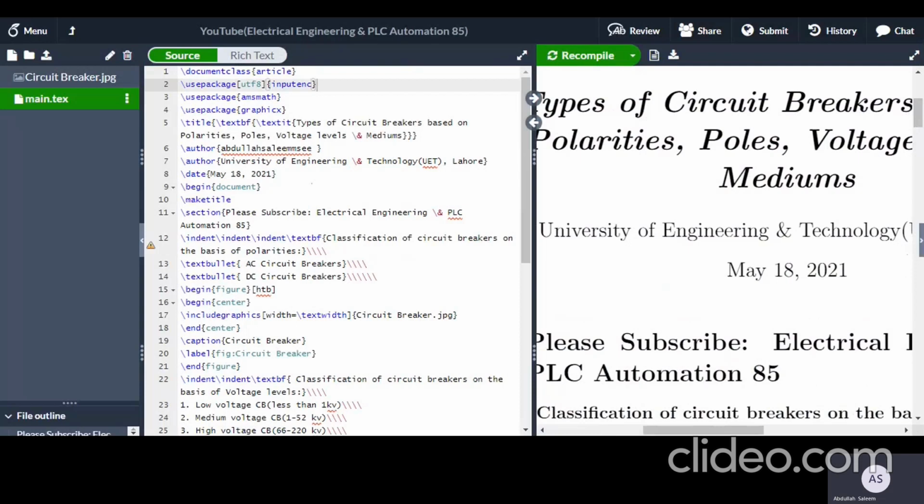Today's video lecture is about types of circuit breakers on the basis of polarities, AC or DC; on the basis of poles, single pole, double pole, triple pole, four pole; on the basis of voltage levels, small voltage level, medium voltage level, extra high voltage level, ultra high voltage level; and finally we will learn about mediums like oil circuit breaker, vacuum circuit breaker, sulfur hexafluoride circuit breaker, and in the end we will study some protection schemes like RCCB and earth leakage circuit breaker. So we start our lecture with the polarities of circuit breaker.